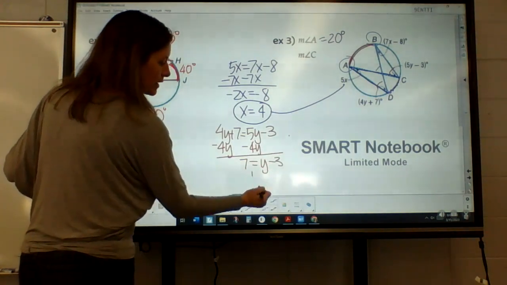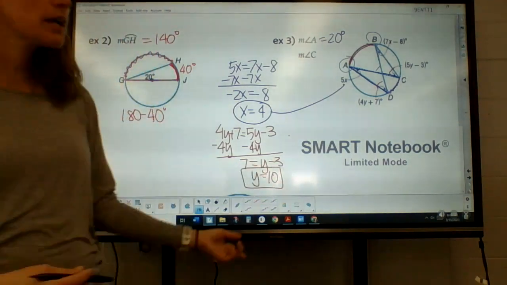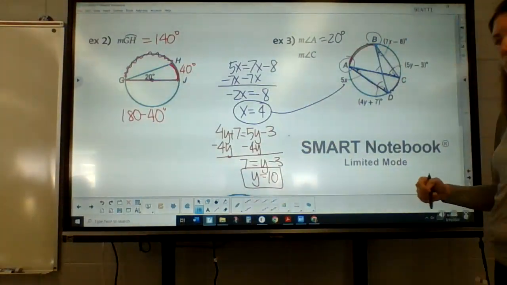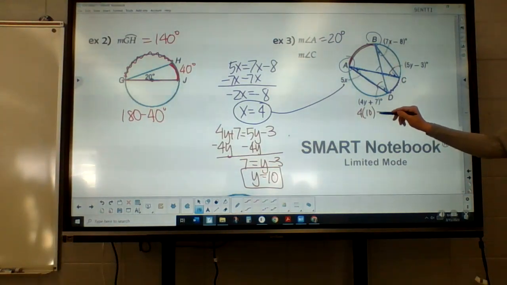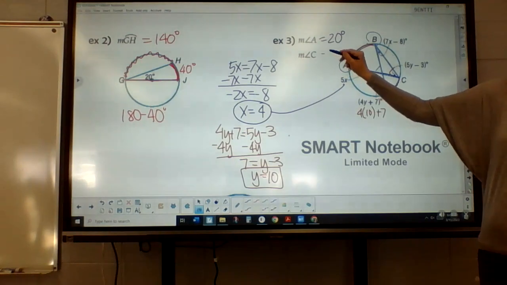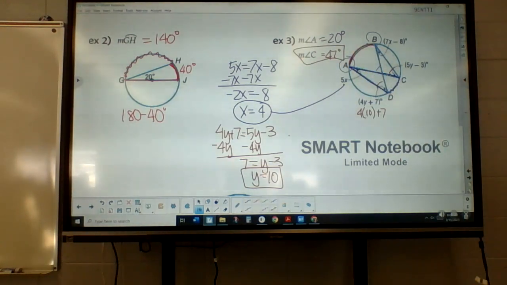So we find out y is 10. Once I know y is 10, I'm going to substitute that back in to find my angle. So 4 times 10 plus 7, so this is going to end up being 47. They both add up to 47.